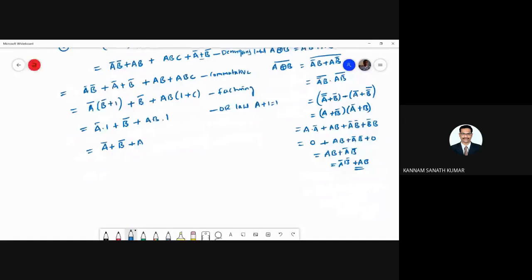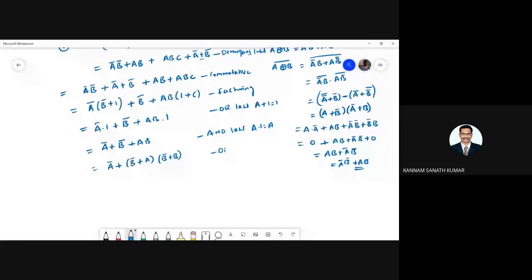Plus AB. Okay, and law. AND law. Okay, so A into 1 equal to what? A. You can do like this. You can apply the distributive law. B plus A, B bar plus B. Okay, so this is nothing but distributive.